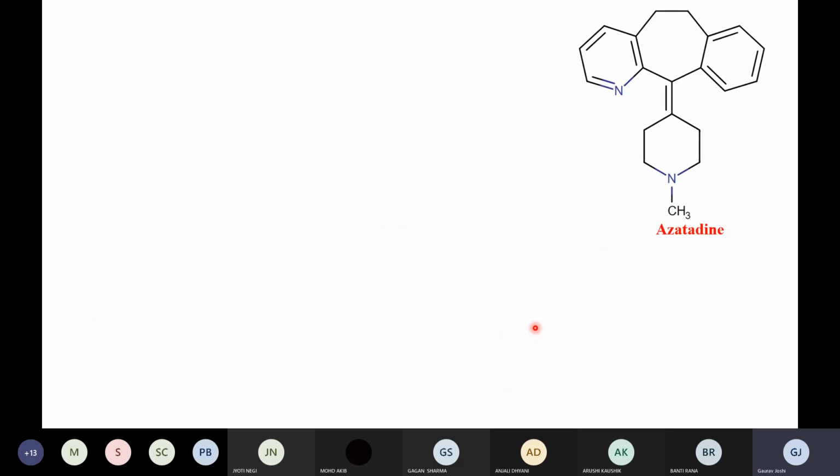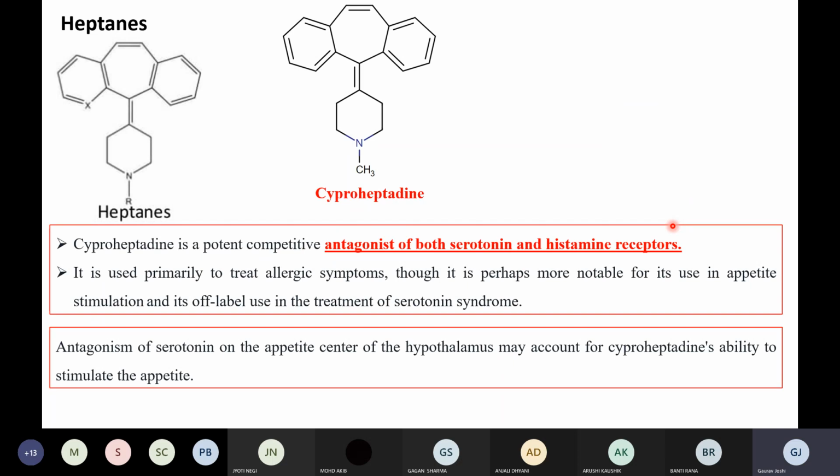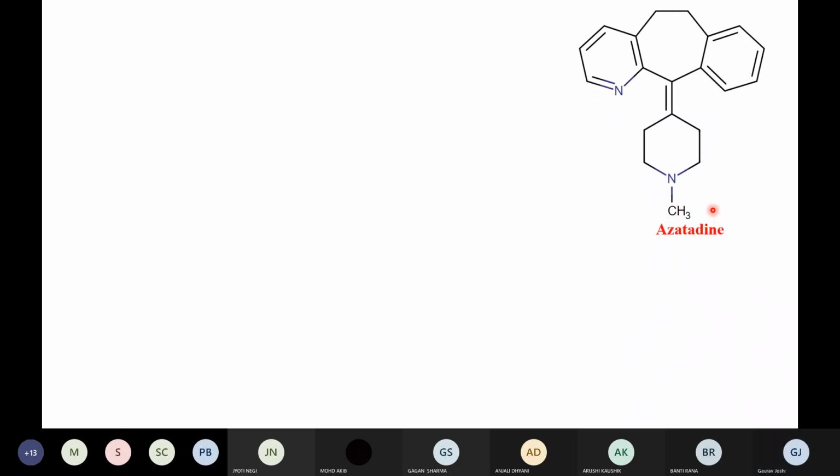Now we have azatadine, right? If you look at the molecule, azatadine and cyproheptadine are the same, right? The difference is that we have removed a double bond here, and we have inserted a nitrogen here. When we do this, we are making the molecule less lipophilic in comparison to cyproheptadine, right?